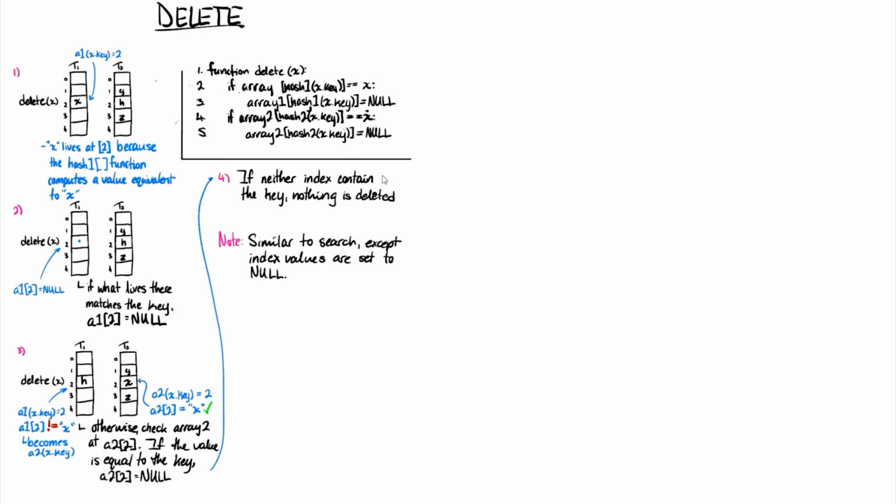In the case that we want to delete a value from our hash table, we'll go through the same steps as in the search function. However, in this case, if we find the element in either table, we'll simply wipe that index. If we don't find the element in either table, no deletion will occur.